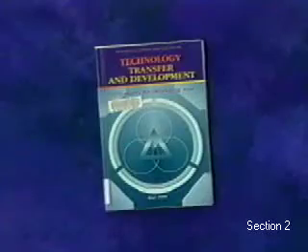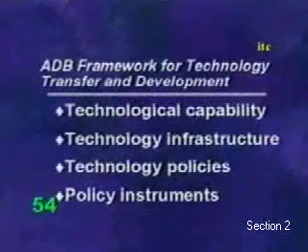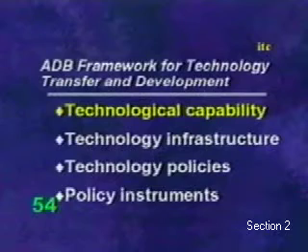ADB's publication, Technology Transfer and Development, answers the question of whether or not the increasing technology gap between the developed and developing nations can be bridged by suggesting a pragmatic model for technology transfer and development. The model consists of 4 major components: technological capability, technological infrastructure, technology policies, and policy instruments.